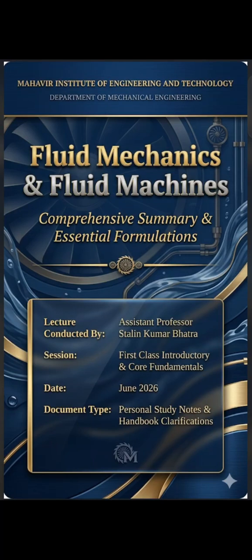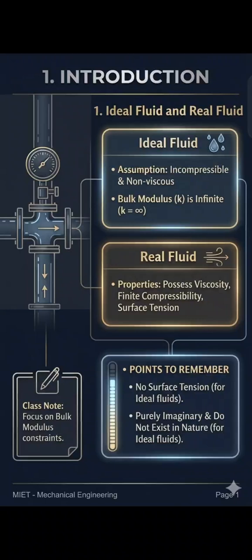Fluid mechanics and fluid machines. Today we will discuss ideal fluid and real fluid. Ideal fluid assumptions: incompressible and non-viscous. Bulk modulus is infinite. Whereas real fluid possesses viscosity, finite compressibility, and it has surface tension.